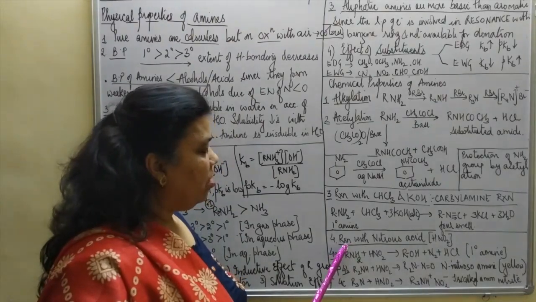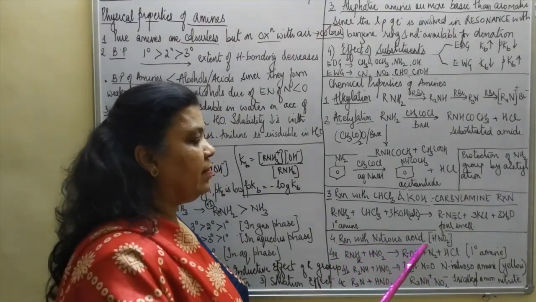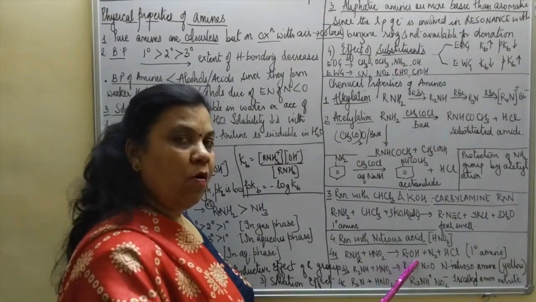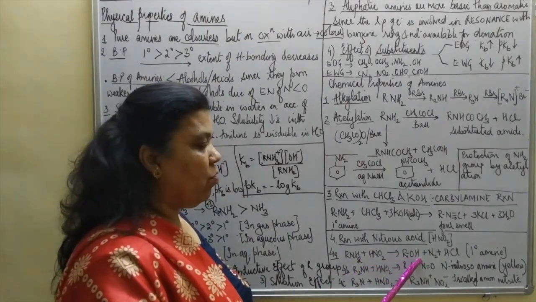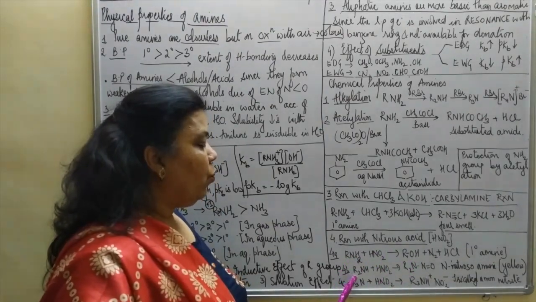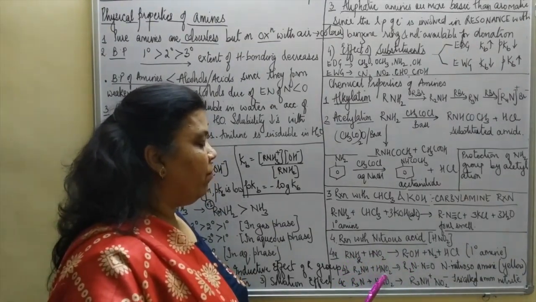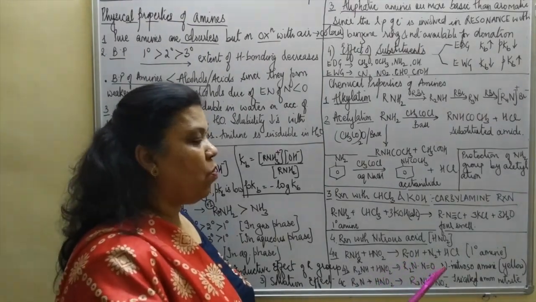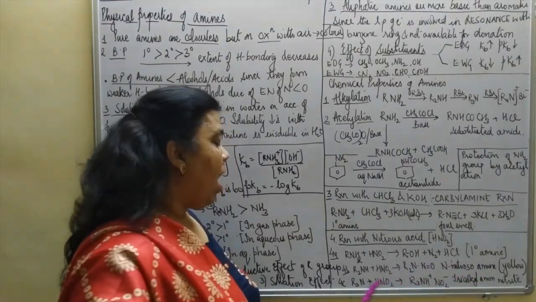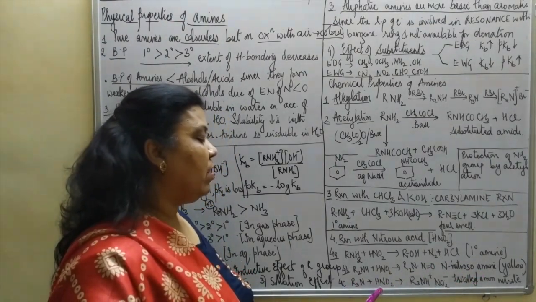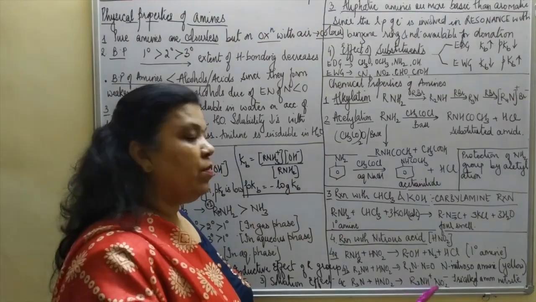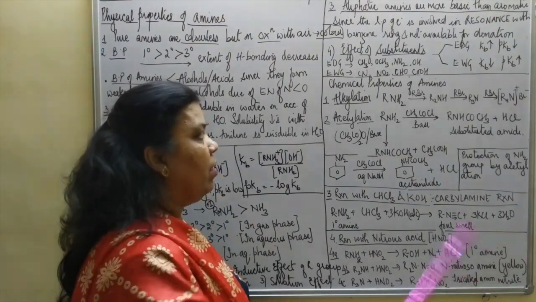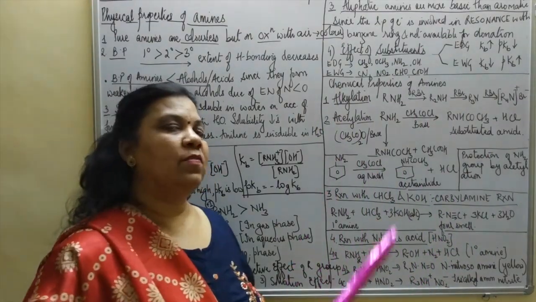The last reaction here is the reaction with nitrous acid, HNO2. 1 degree amines with nitrous acid will form alcohols. This we discussed in the chapter alcohols, phenols and ethers. And 2 degree amines with nitrous acid will eliminate water and form yellow oily liquids called N-nitrosamine. And 3 degree amines will react with nitrous acid to form quaternary ammonium salt, trialkyl ammonium nitrite. So these are all the chemical properties of amines.